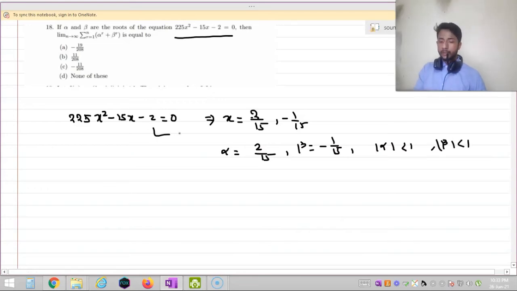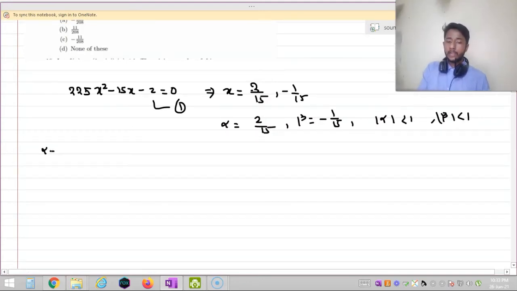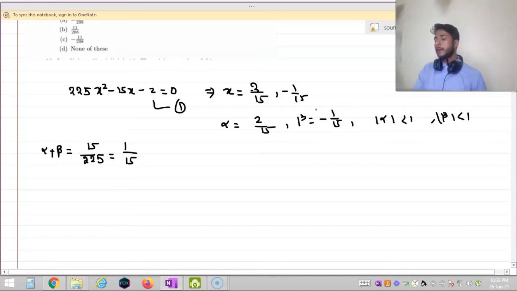I am writing this equation as equation number 1. As alpha and beta are the roots of equation 1, from the relation between roots and coefficients, alpha plus beta is nothing but 15 by 225, which is equal to 1 by 15, and alpha beta is equal to minus 2 by 225.